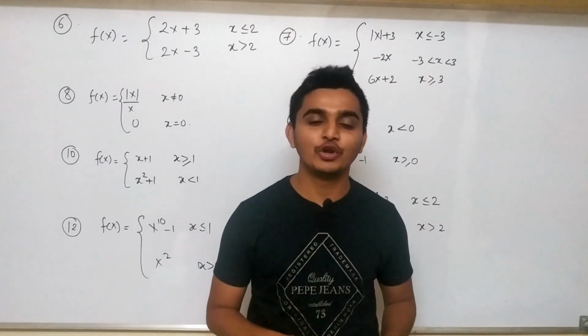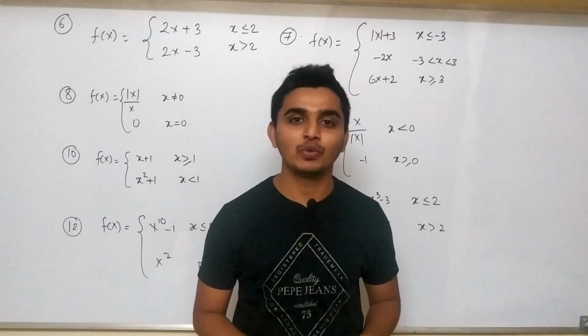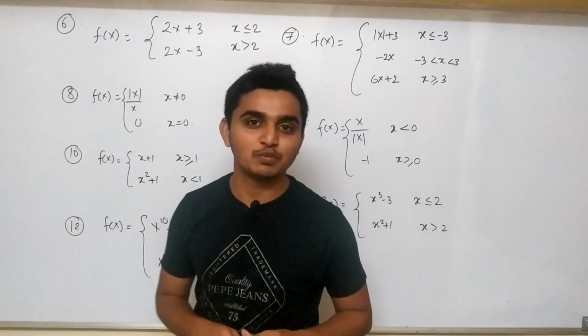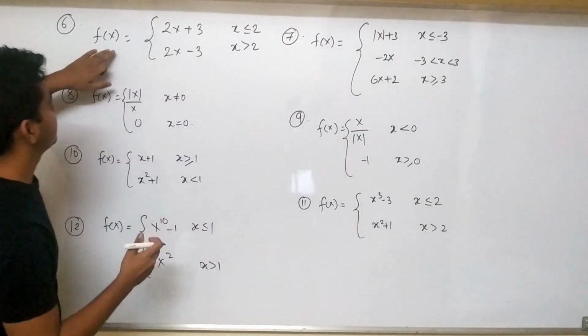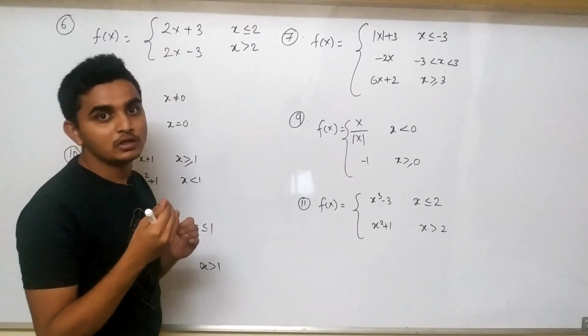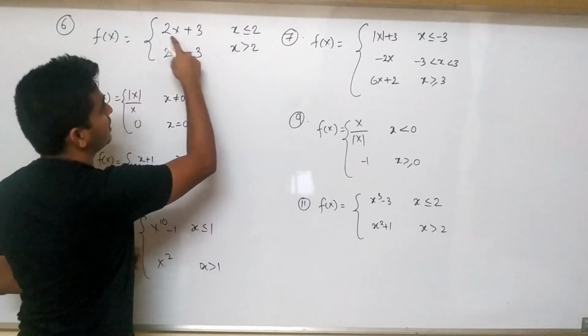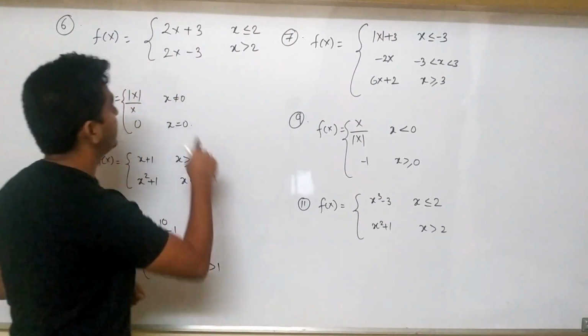In this video, we are going to go through the NCERT book and specifically the 5.1 exercises. So we'll take the sixth problem. We can say that f of x is 2x plus 3 till 2. So from minus infinity till 2, it is 2x plus 3, and beyond 2, it is 2x minus 3.